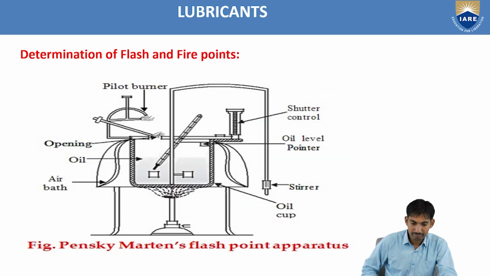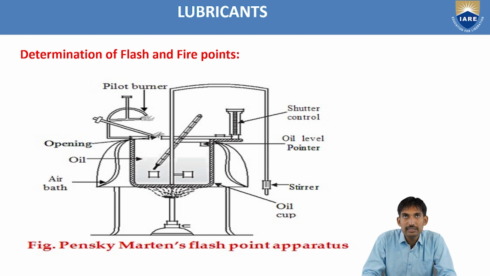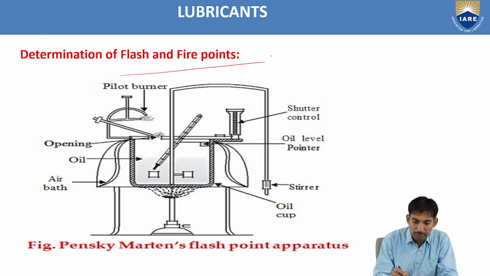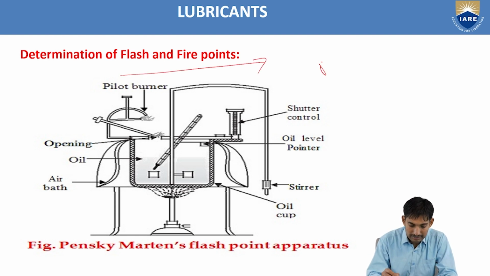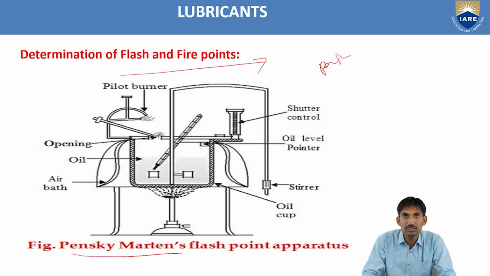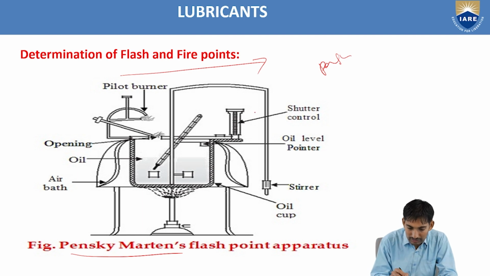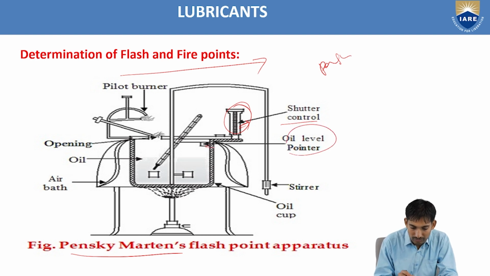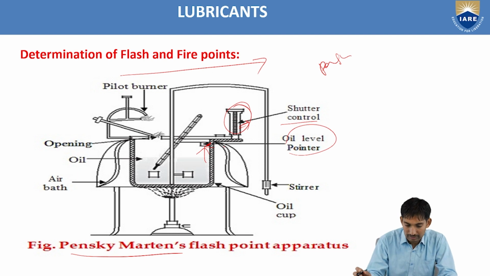See, this is the setup of flash and fire point instrumentation. That is the Pensky Martin instrument. By using this instrument, we can measure the flash and fire point. This is the shutter control. And this is the eye level pointer. Up to this one, you have to fill.